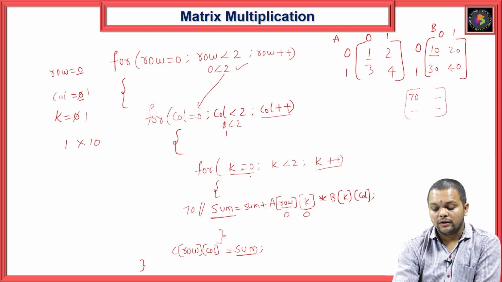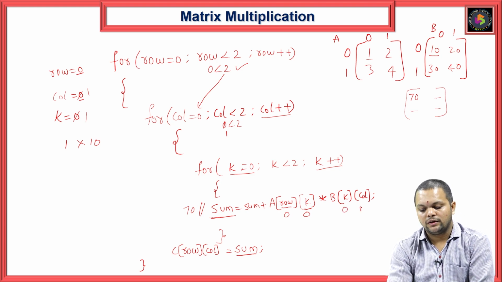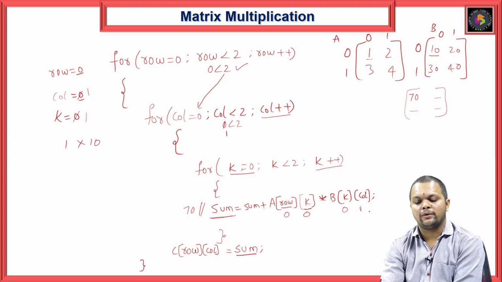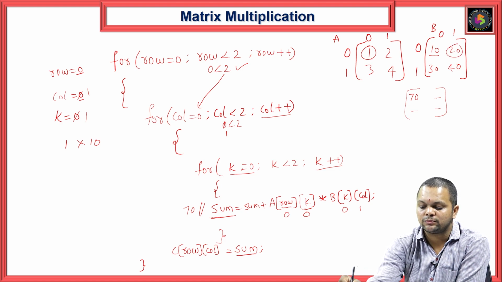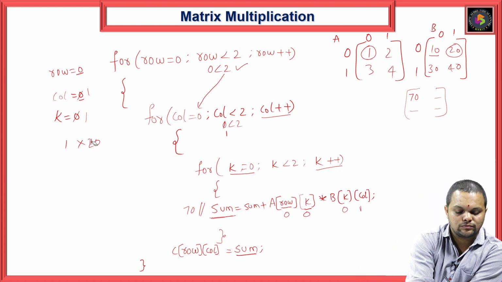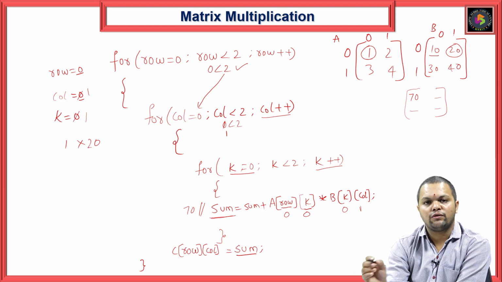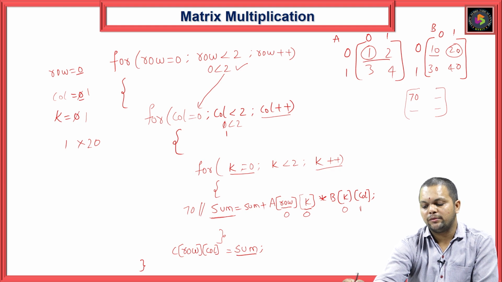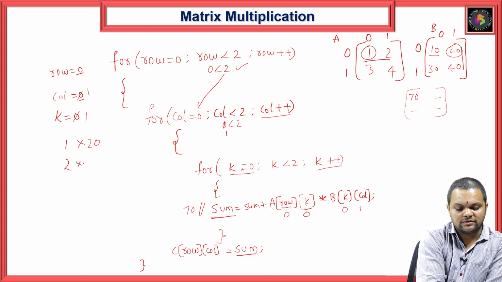K is 0. Again B of k, with k value 0 and column value 1: A of 0 0 into B of 0 1. So 1 into 20 in the next iteration, and next 2 into 40. This should be multiplied with this: 1 into 20 plus 2 into 40.